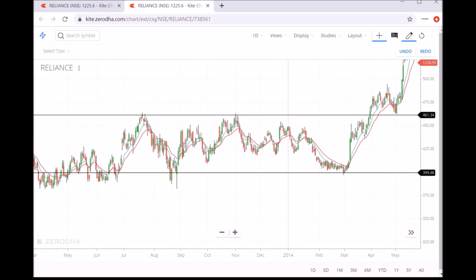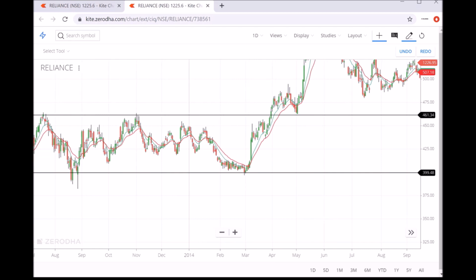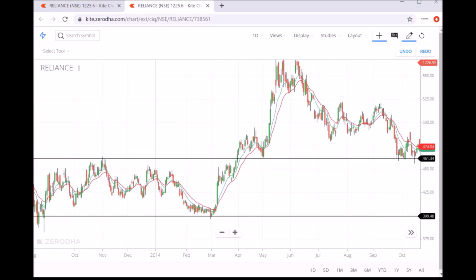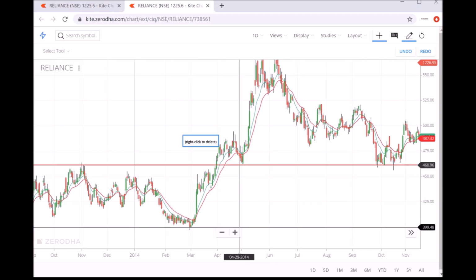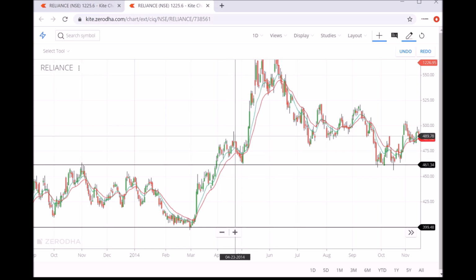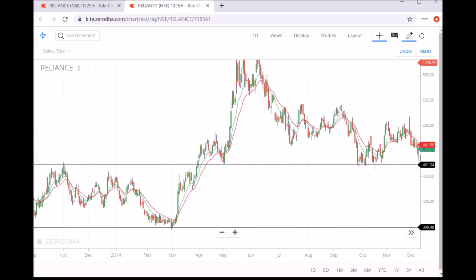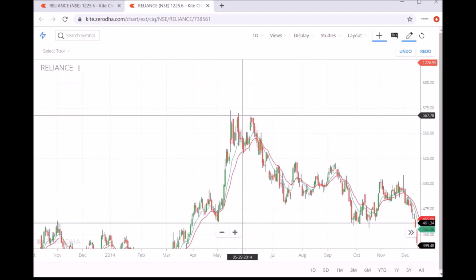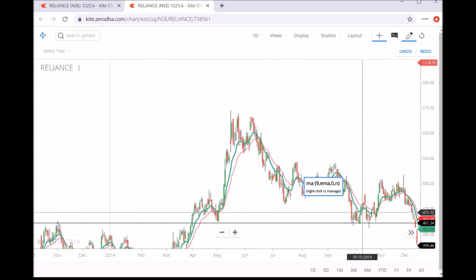Now it has broken this price. Let's see what happens in the future. Now here we see this resistance has started to act as if it is a support. So it went up till 480, came down, and 460 acted as a support. Then it went up again till 560, had to come down and took its support here.